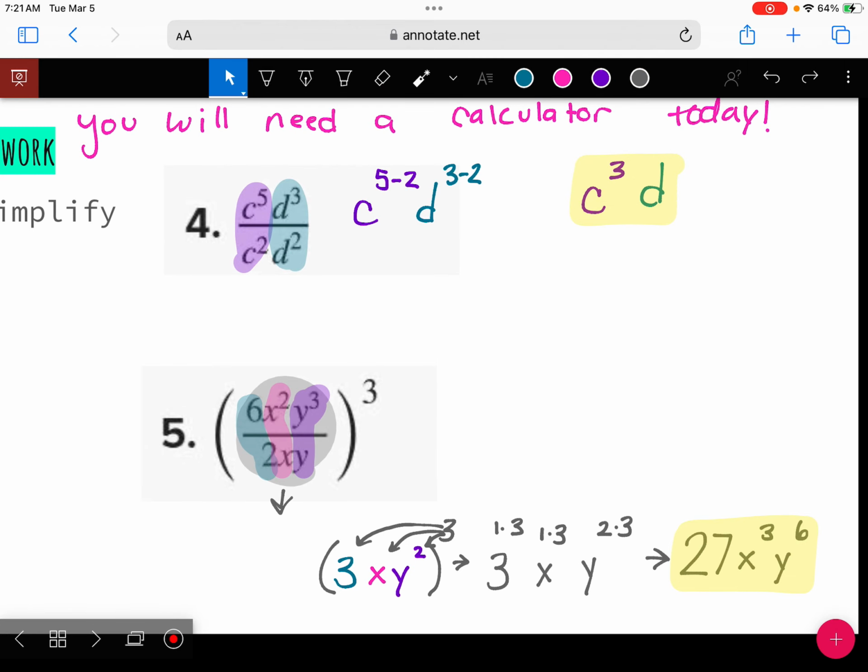The chance of there being exponents and exponent laws on Thursday's SAT is incredibly high. I can almost guarantee there's going to be something with exponent laws on the SAT. Okay, so make sure we remember how to do this.